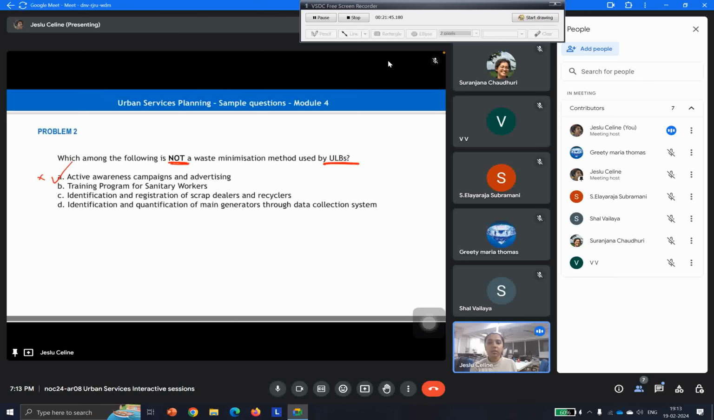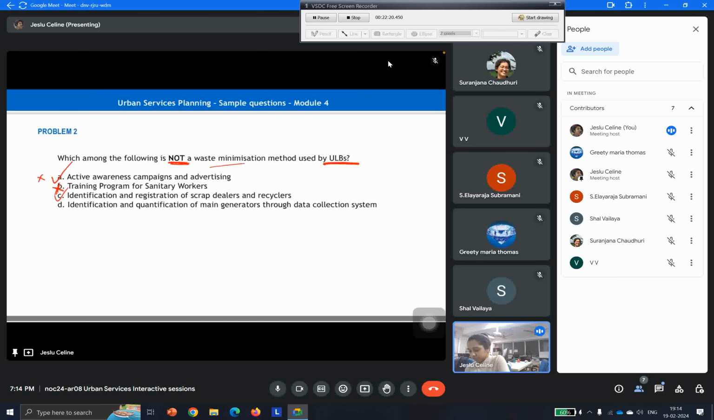Because of this informal scrap dealing or waste collection by these people who have taken this as their livelihood, a new area of waste is being generated. So since it's not specified household level waste generation or an industry level waste generation, the answer C, identification, registration of scrap dealers and recyclers, is included as a method to minimize waste. So C is a correct answer for a waste minimization method, whereas D is not.